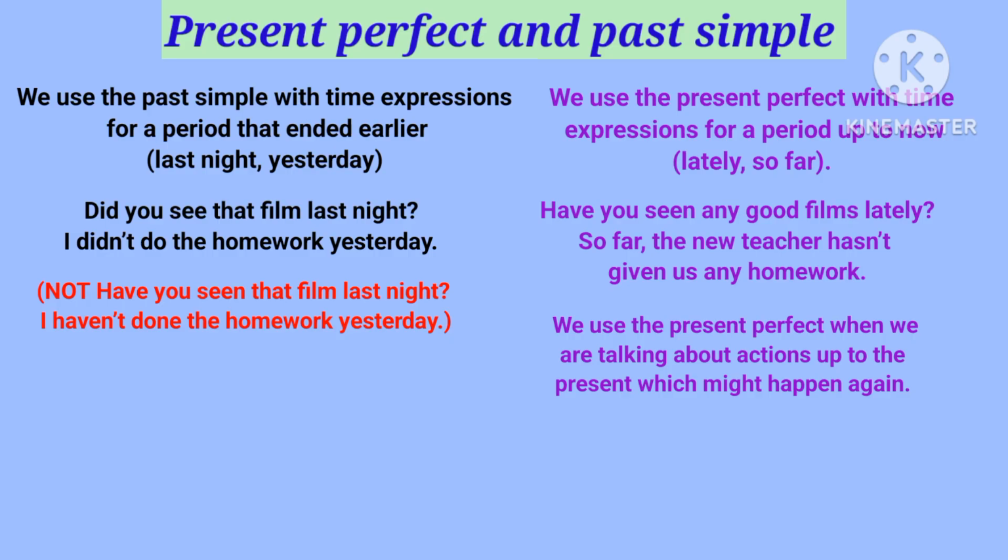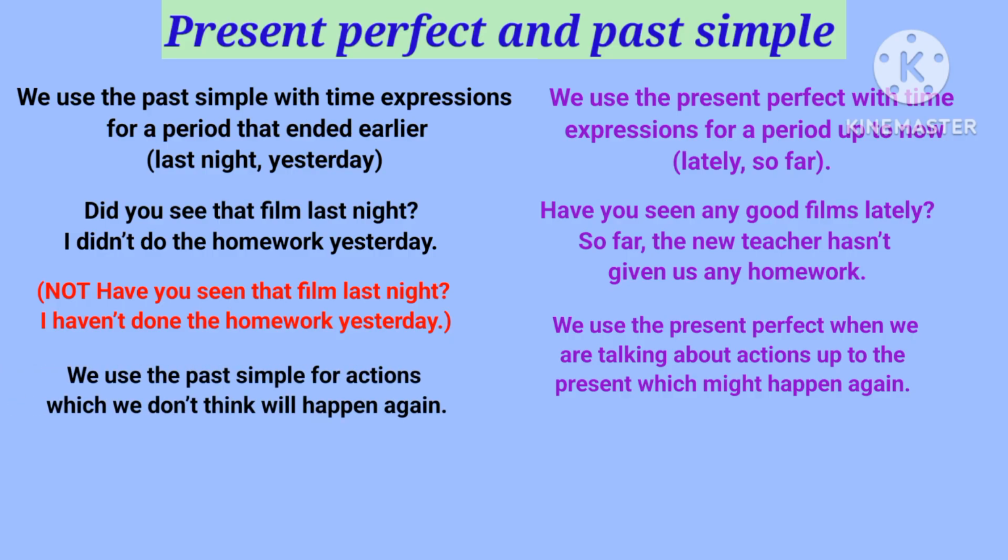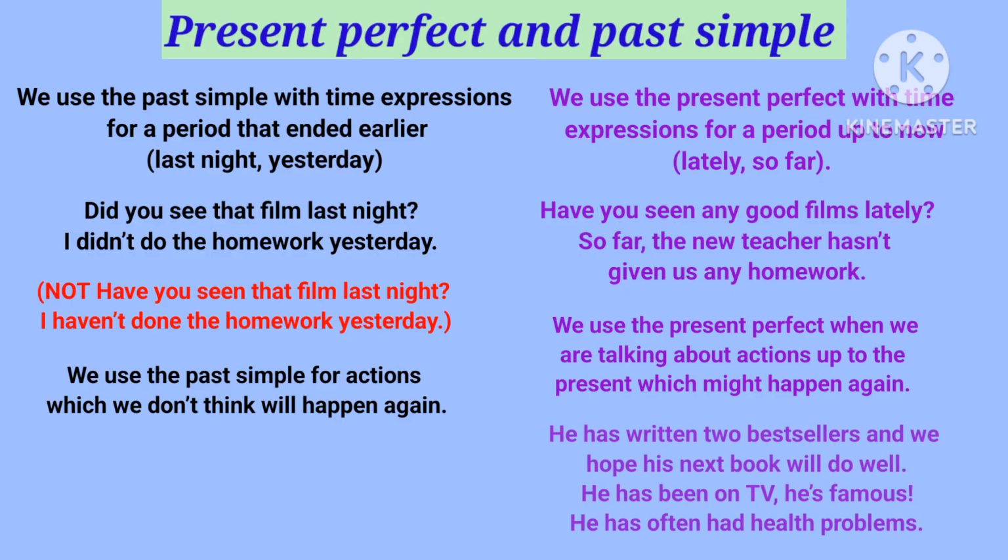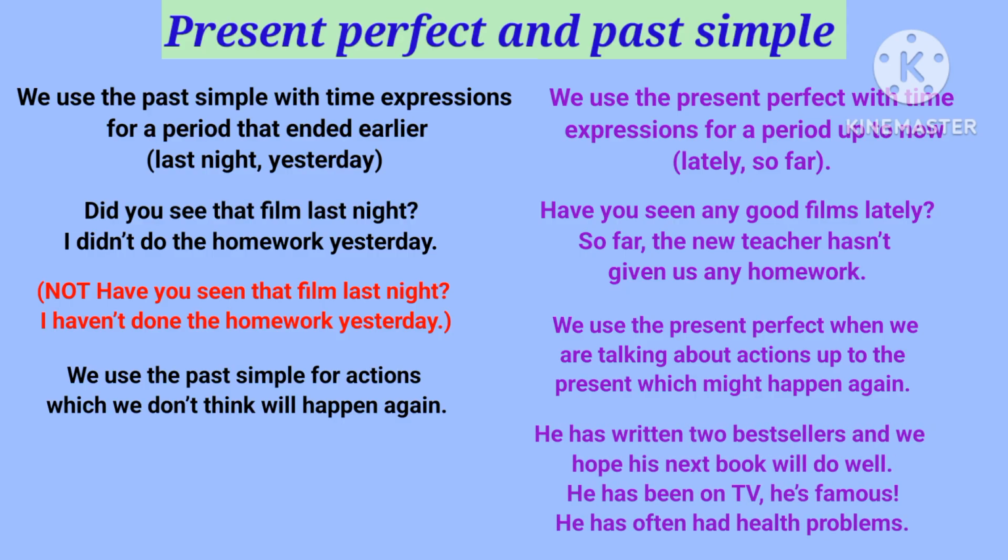We use the present perfect when we are talking about actions up to the present which might happen again, and the past simple for actions which we don't think will happen again. She has written 2 bestsellers, and we hope his next book will do well. So what does it mean? When we say she has written 2 bestsellers, it means the action might happen again. He has been on TV, he's famous. He has often had health problems.